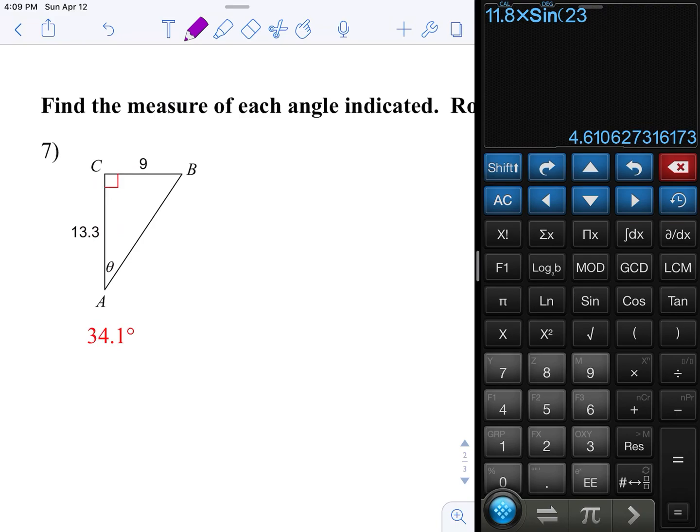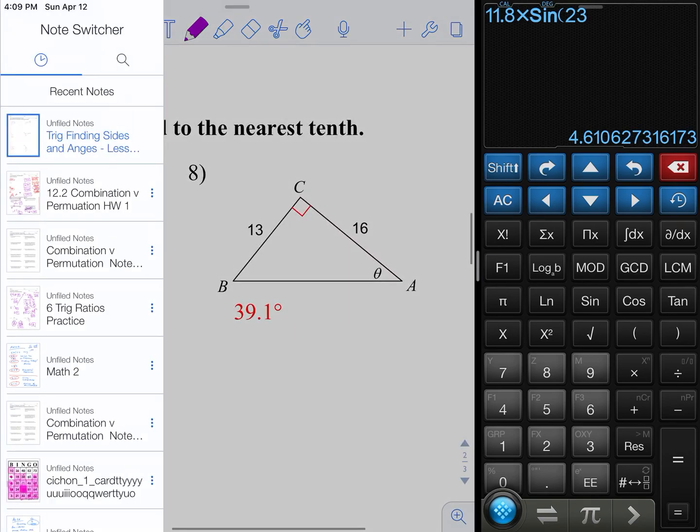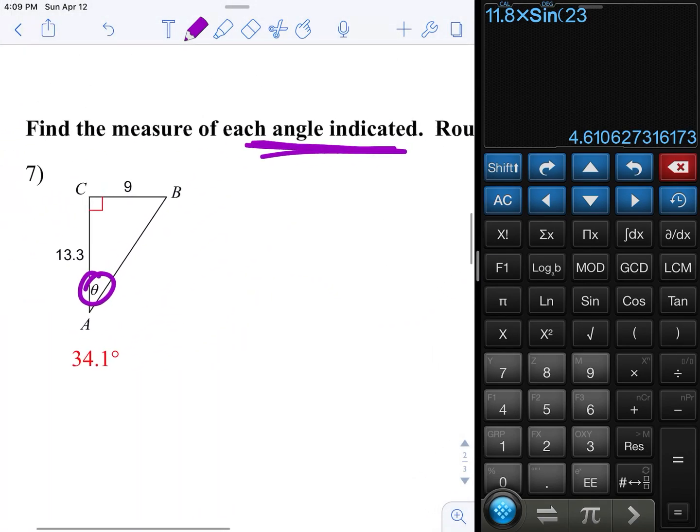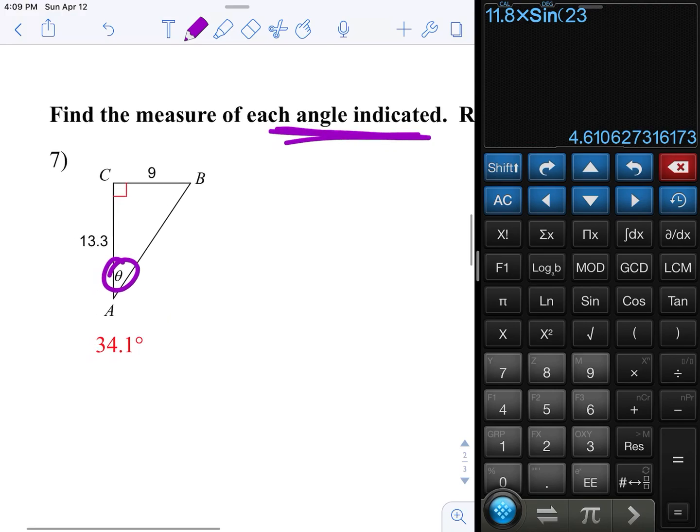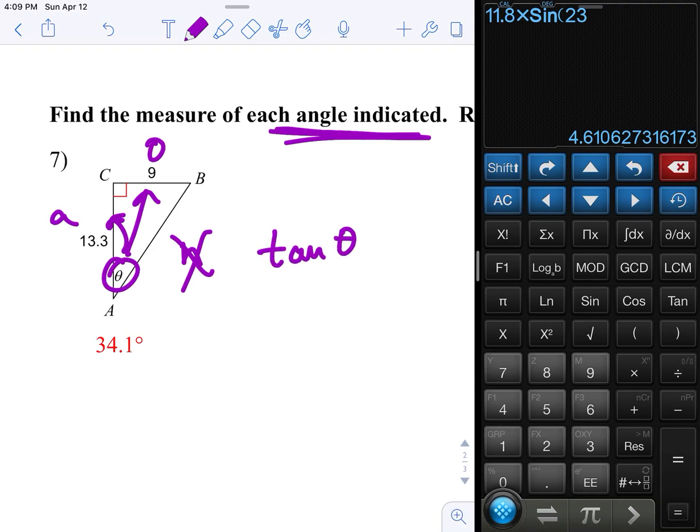Same thing. It's actually, I think, a little easier. It's just a different calculator button. This one says find the measure of each angle. Same thing though. From here, you've got to figure out that that's opposite and that's adjacent. This is the hypotenuse, but they didn't give us that number, so we don't care. Opposite and adjacent is tangent. So tangent theta equals 9 over 13.3.